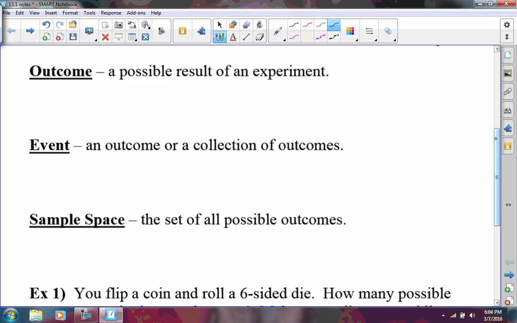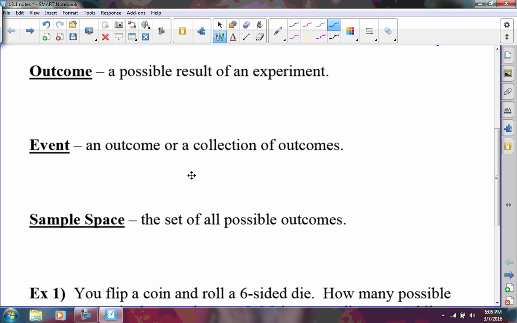And the first vocabulary word is outcome. When we're dealing with statistics, it's a lot about counting all the possible things that can happen and all the possible results that you can get. So an outcome is a possible result of an experiment. And it could be just one possible result, or it could be more than one, depending on what kind of results you're looking for. Like it could be picking a red M&M and a blue M&M out of a bag.